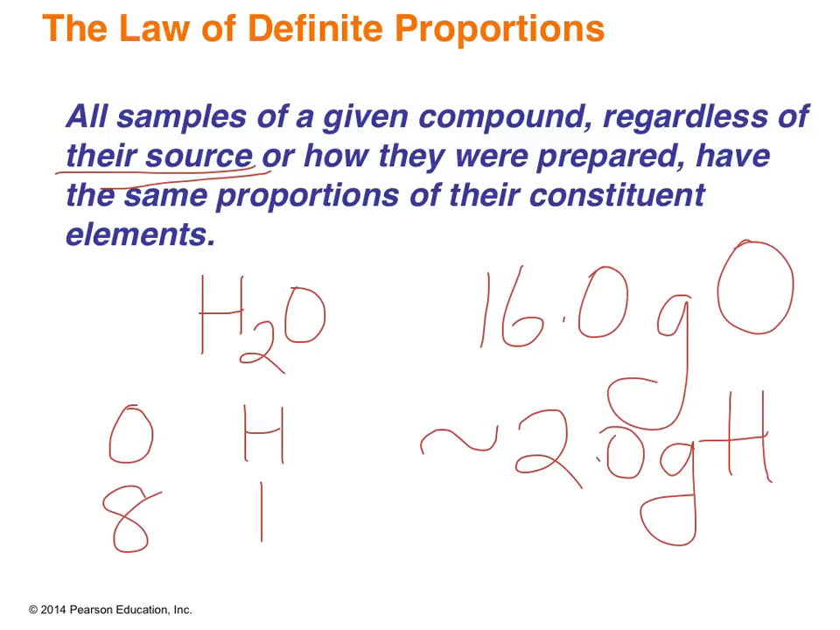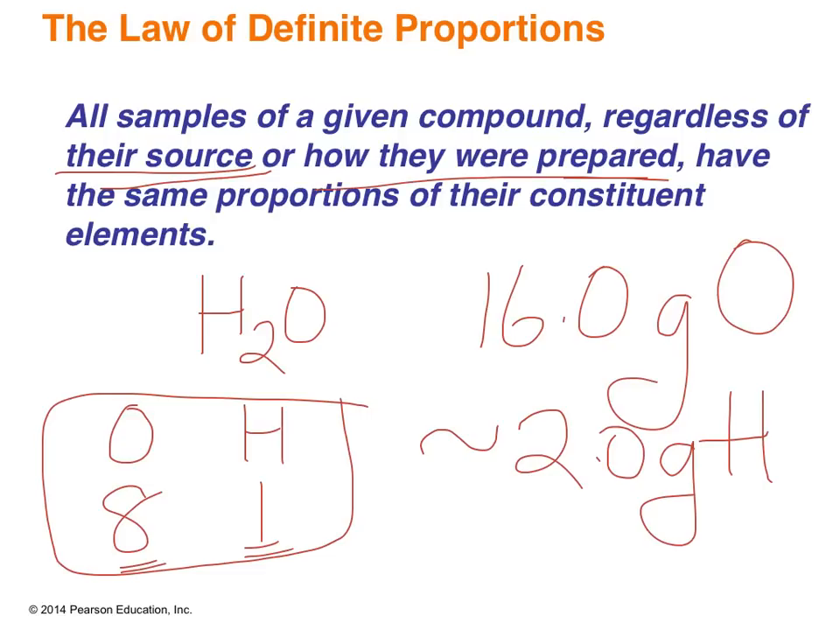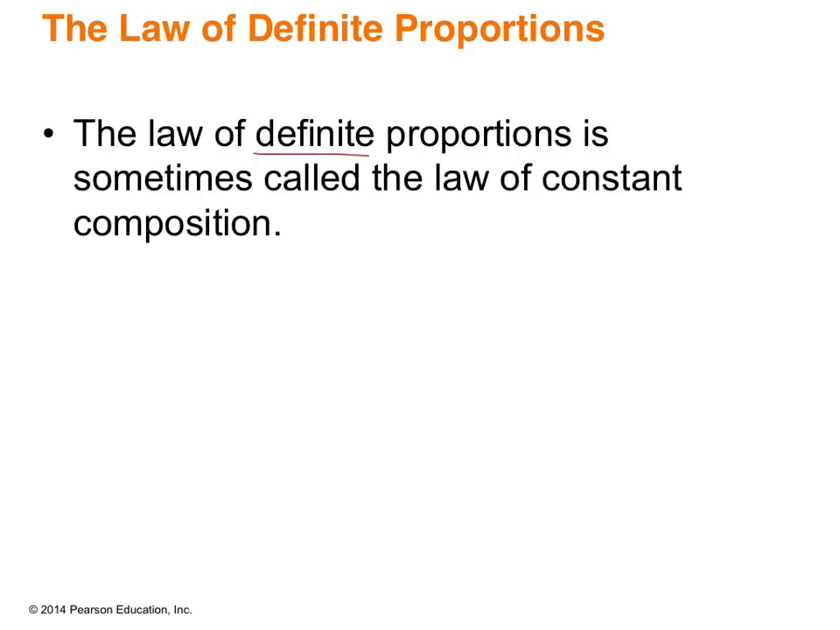You take water from the GSU campus, you take water from home or dorms or anywhere. Water has a constant proportion, 8 parts of oxygen to 1 of hydrogen. Regardless of the source or how it was prepared, they have the same proportions of their constituent elements. Water always has an 8 to 1 oxygen to hydrogen ratio. The law of definite proportions is, like I mentioned before, also known as the law of constant composition.